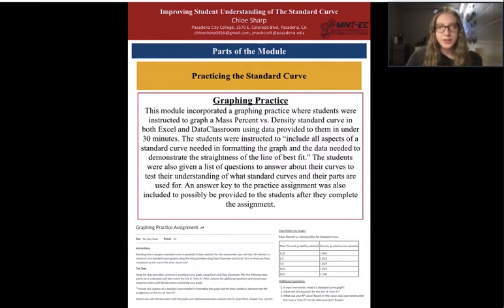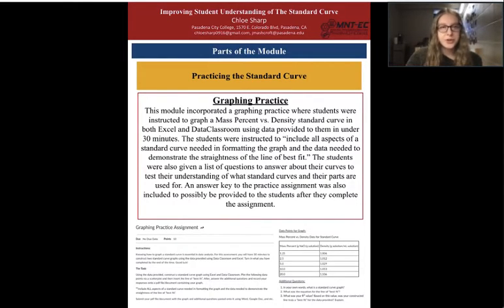To give the students practice creating standard curves and to evaluate their progress within the module, we gave them an assignment to complete. In this assignment, the students were given a data set that showed the relationship between the mass percent of table salt in a solution, which in our case was water, and density of that solution. They were then instructed to graph a standard curve in both Excel and Data Classroom in under 30 minutes. We instructed them to graph their standard curve in both platforms because we wanted to see how much information they absorbed from the original Data Classroom module, and we wanted to see how well they graphed in programs that they're less comfortable with. That way, we would know how to update the Data Classroom module if necessary.